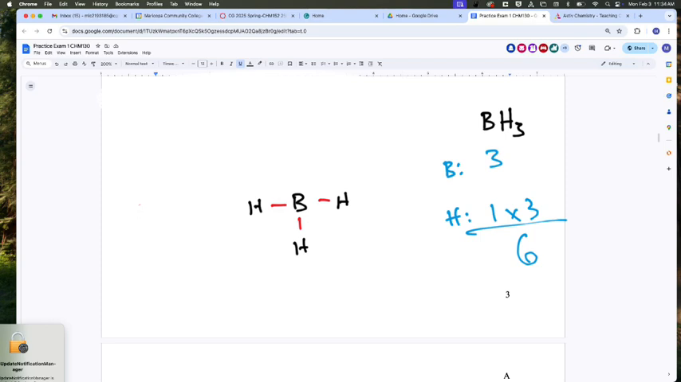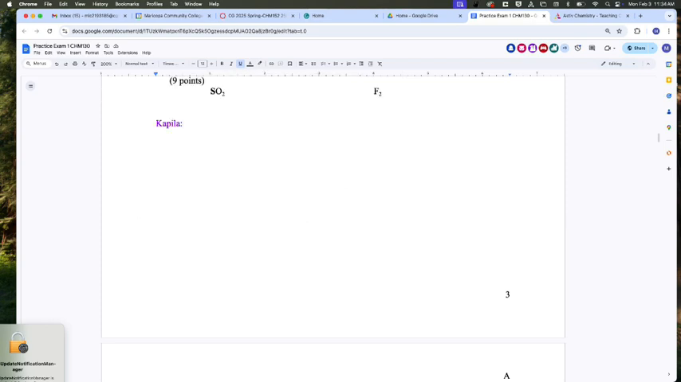Okay? Does this mean boron is always missing its octet? What if I do BCl3? We'll do this one together. Boron has how many valence? Chlorine has how many valence? 7 times 3 gets me 21. 3 plus 21 is 24. I'll draw my boron.